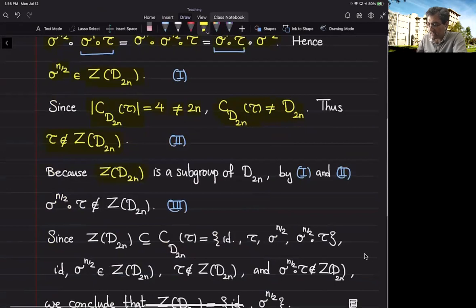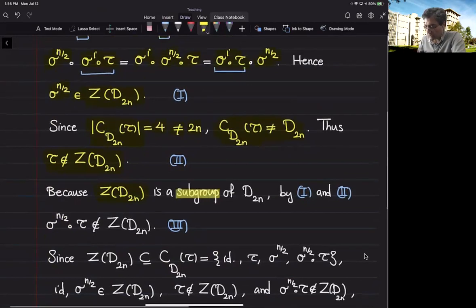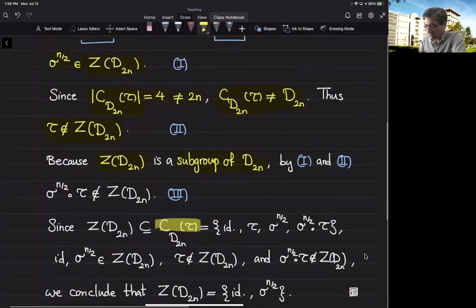The center is a subgroup of this, and it is a subset of the centralizer of tau. A centralizer of tau has 4 elements. So the center of this definitely contains identity and sigma to the power n half. It does not contain tau. How about this one? Can it contain this one?